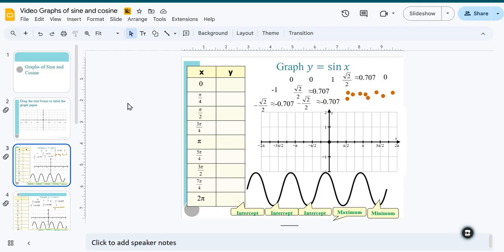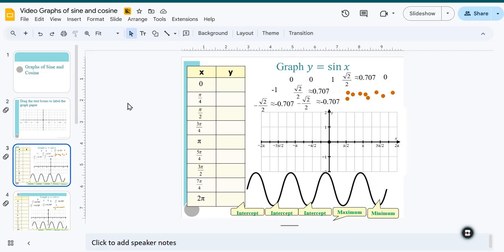So remember that our x's in our chart are going to be the things that we're plugging in. So notice there that we have, again, all of those major quadrant angles, as well as a couple more. So like pi over 4, 3 pi over 4, 5 pi over 4, and 7 pi over 4 are in there as well. Okay, again, we have a basic graph template here.